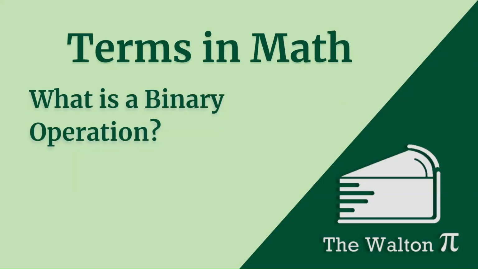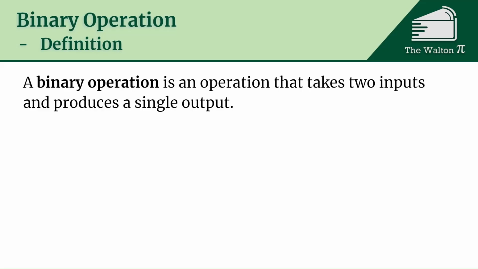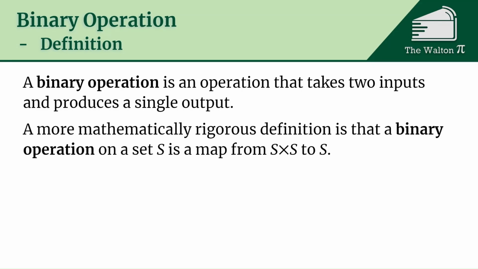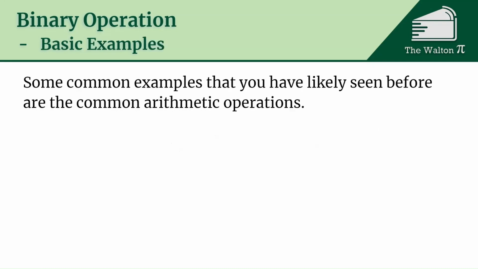Today we're going to talk about what it means for something to be a binary operation. A binary operation is any operation that takes two inputs and gives us out a single output. A more mathematically rigorous definition is: a binary operation on a set S is a map from S cross S to S. If you're confused, let's talk about some examples, okay?